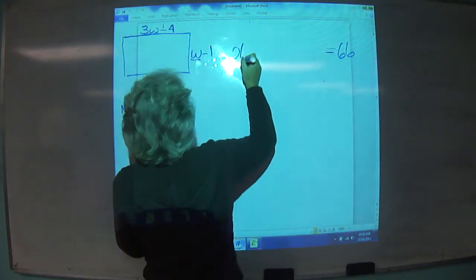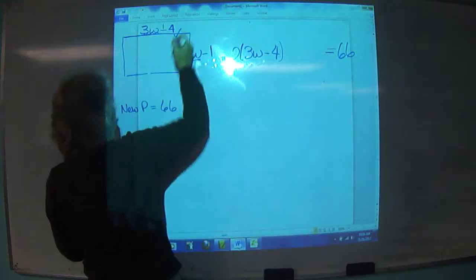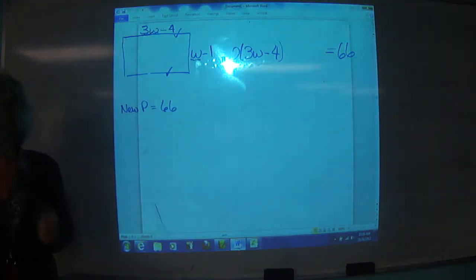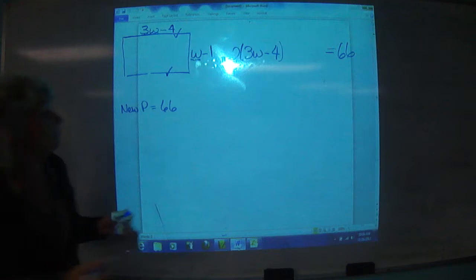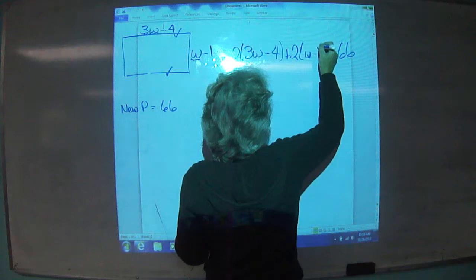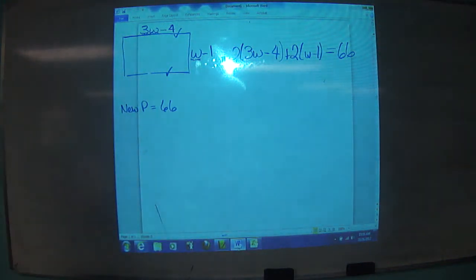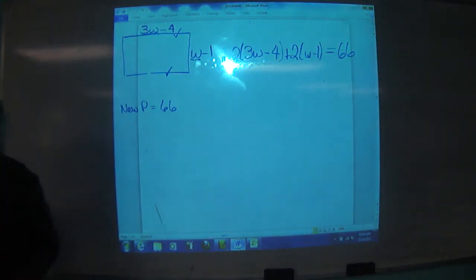So 2 times 3W minus 4. So that one's taken care of and that one's taken care of. What else do we need? W minus 1, and how many of them? 2 of them, okay? Plus 2 times W minus 1. Have we gotten all 4 sides of our rectangle? Yes. Good. Now we just solve the problem and find out what the W is. Let's kill subtraction first.